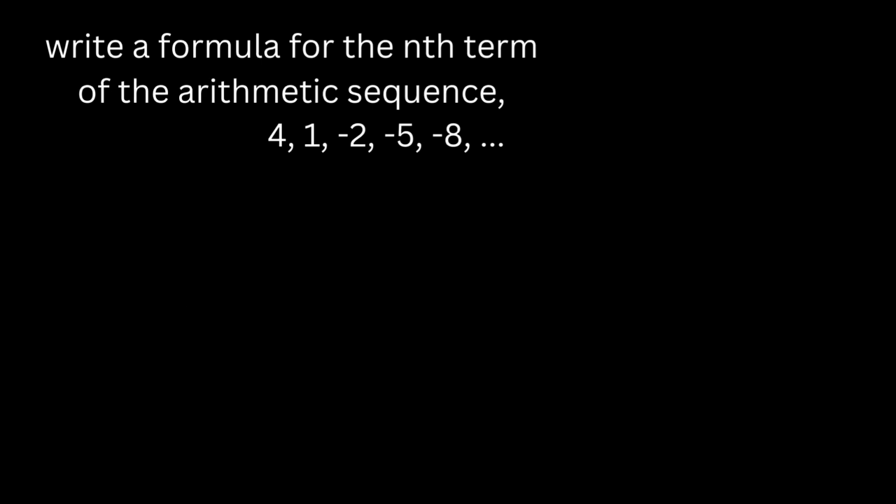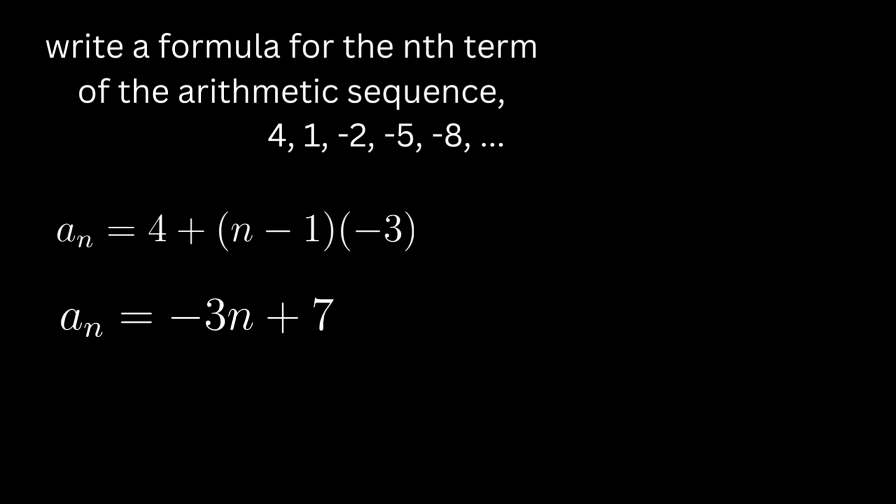Another example. Write a formula for the nth term of the arithmetic sequence 4, 1, negative 2, negative 5, negative 8, and so on. Solution. Each term is 3 less than the previous term, so d equals negative 3. Because a sub 1 is equal to 4, we can write the nth term as a sub n equals 4 plus the quantity n minus 1 times negative 3. Simplifying, we get a sub n equals negative 3n plus 7.